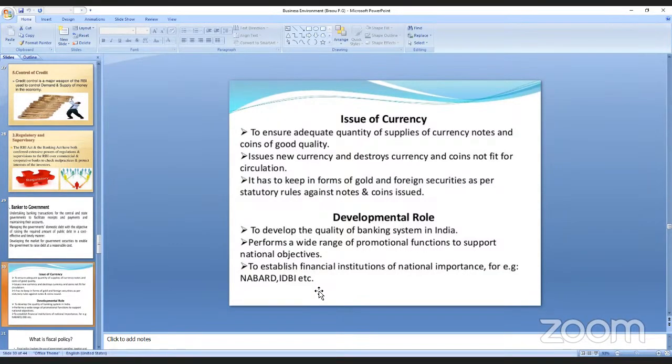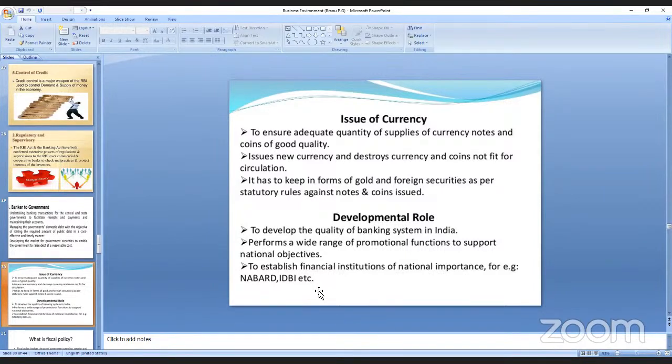So next one is to perform a wide range of promotional functions to support the national objective. So it is also development. The national objective is where they want to support the nation, for example farming, that is agriculture. To establish financial institutions of national importance, they have NABARD and IDBI. These are two financial institutions.